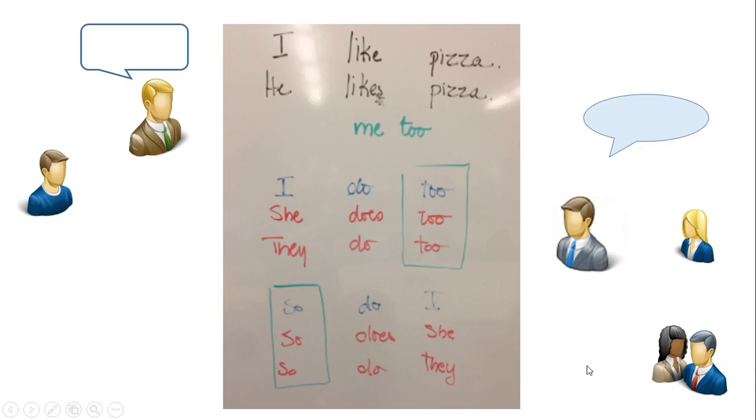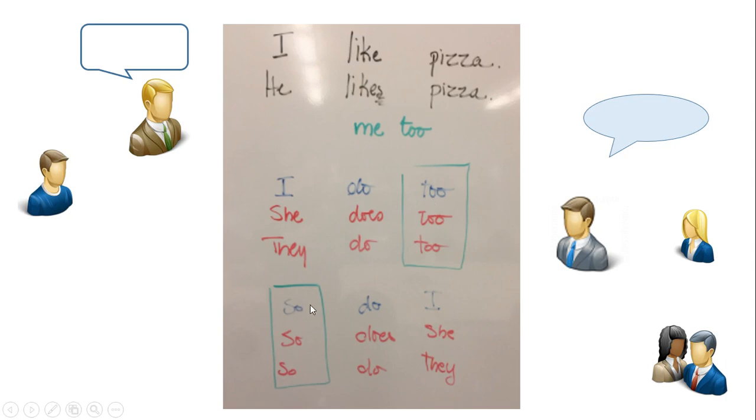So these two forms here, too and so, are very popular in English. We use them all the time. So try to remember these two forms. You start with the subject, you put the auxiliary corresponding to the verb tense here. In this case, it was the present simple. And then you finish with too.